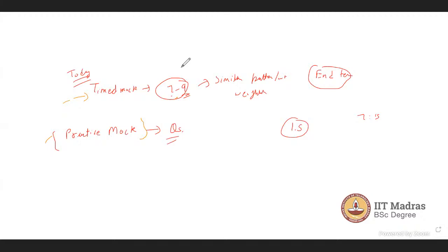And regarding the distribution of weightage, weeks 1 to 4 will be 25%, weeks 5 to 8, 25%, weeks 9 and 10, 25%, and weeks 11 and 12, 25%. This will be the weightage, approximately.